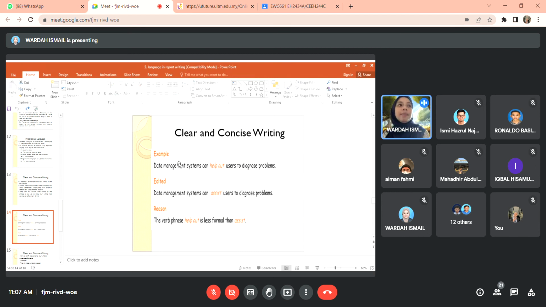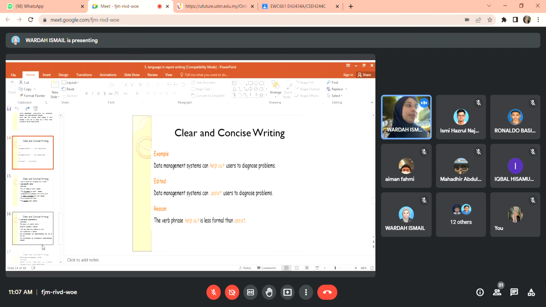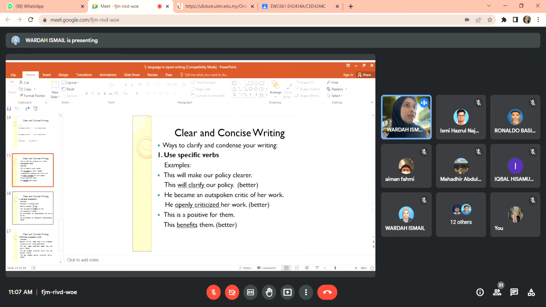Another example, data management system can help out. Help out ni macam you guna bahasa rojak. Okay, kalau you nak change it to more formal one, can assist users. Okay. Sebab helper ni less formal than assist. Okay, what else you can include in your proposal. Okay, another example, use specific verbs. This will make our policy clear. So verb dia guna make, but you change it to something yang verb juga tapi lebih formal. So this will clarify our policy. Okay, lebih bukan guna bahasa rojak, lebih kepada formal language. Okay.